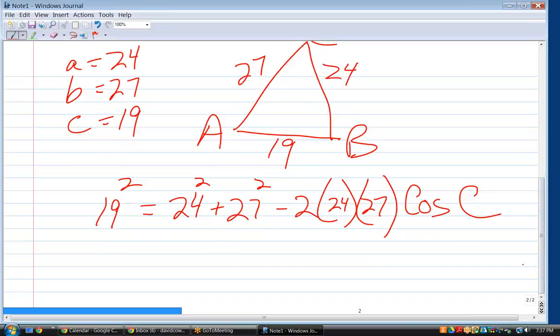So let's see. Do you have a calculator? Yeah. Let's put in some numbers here. What's 19 squared? That is 361. And 24 squared? 576. And 27 squared? 729. And what is this number?